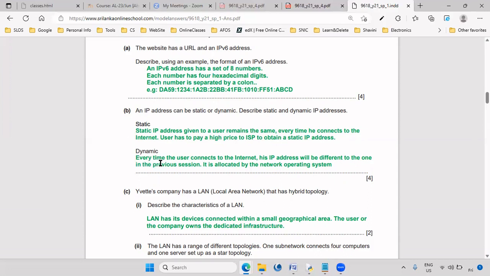The dynamic IP address: every time the user connects to the internet, his IP address will be different to the one in the previous session. It is allocated by the network operating system.